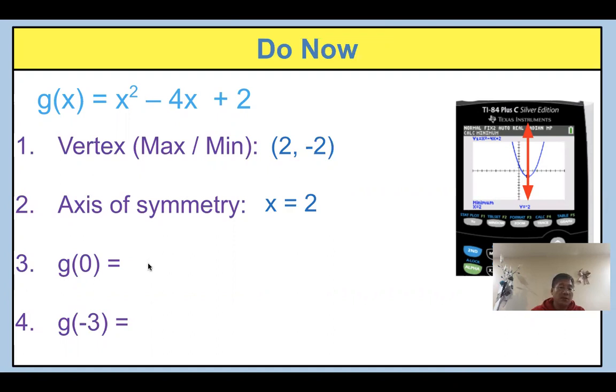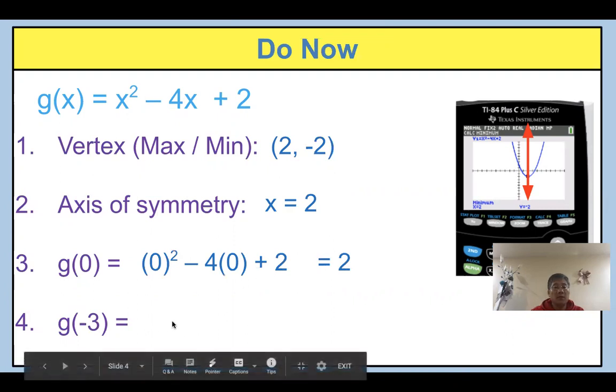Now g of 0, how do you get g of 0? You plug in, right? 0 squared minus 4 times 0 plus 2, which is 2. And g of negative 3, you do the same way: negative 3 squared minus 4 times negative 3 plus 2. You can put this exactly as it is in the calculator, making sure to use parentheses, then the calculator will give you 23.